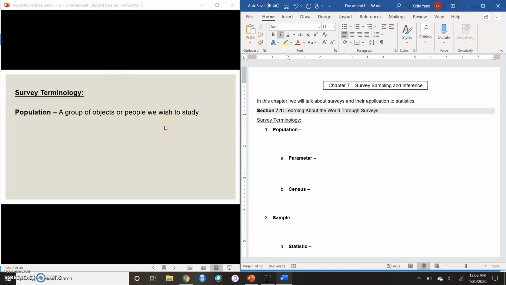So looking at survey terminology, the first term that I want to introduce is a population. So back in chapter 1 and 2, we did talk about population and sample a little bit, but we're going to be revisiting that because that's the basis to this chapter. So a population is a group of objects or people we wish to study. And so when we say a group of objects or people, we're referring to a whole group. We're not just talking about a subset of the group, but we're talking about all of the objects or people that fall into this group.